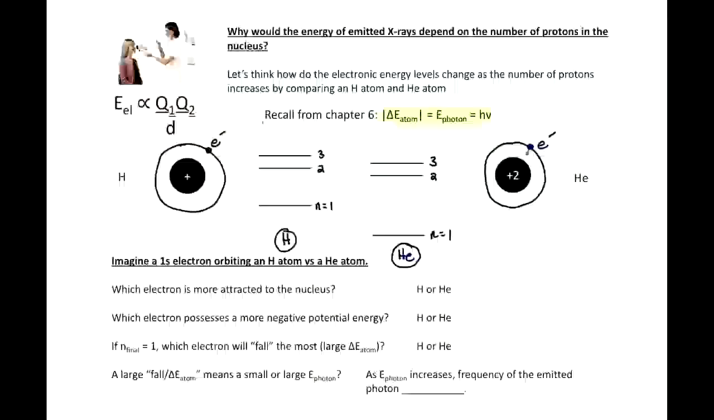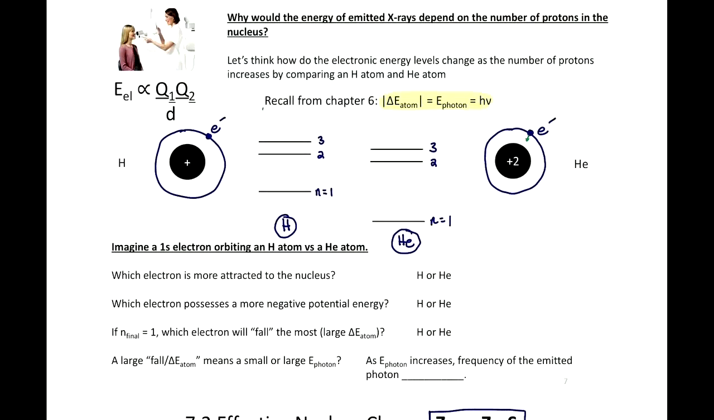So I'll show you why here, right? Why do different elements emit different X-rays in Henry Moseley's experiment? Okay, so let's think about this. Remember from chapter 6, this is a little bit of review, so it's not too bad, that the change in energy of our atoms, the energy gap that the electron jumps or falls, is equal to the energy of the emitted photon involved with that transition.